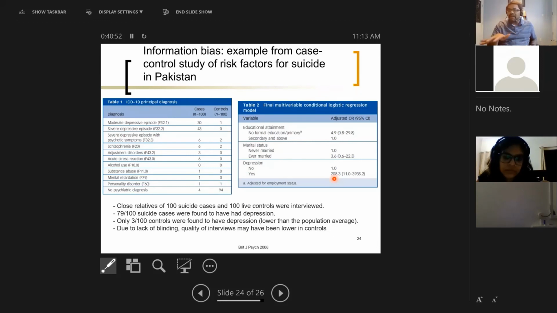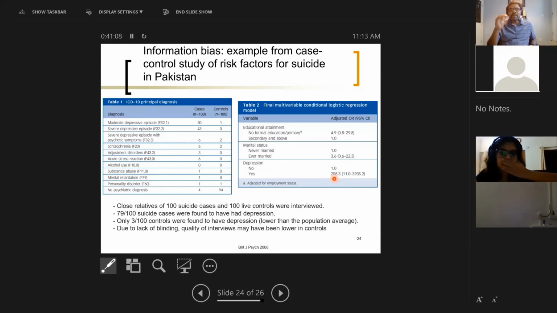Now that may well be correct. I'm not arguing there's no link between depression and suicide. But when I see this kind of crazy odds ratio, I always worry about the bias in these studies. Turns out that this study had some spectacular biases.